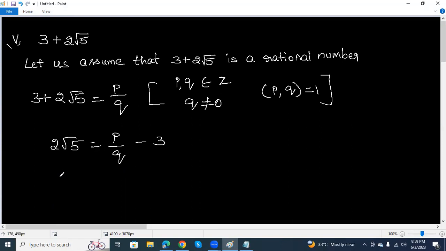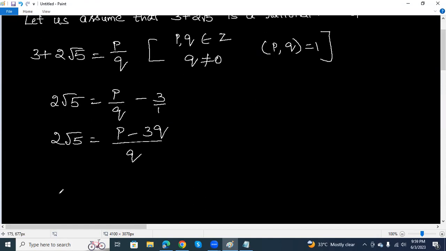We can do the squaring on both sides. So here, actually, let's take 2 root 5 is equal to, the LCM is first q, p minus 3q over q. Okay, this is already the rational part we got. So we will isolate this irrational number. 2 we will bring this side. Here it is multiplication, it will become a division. 2q comes in the denominator.